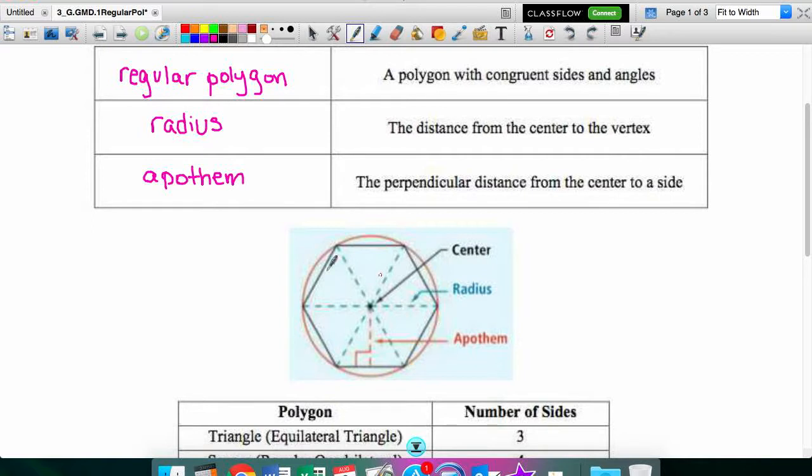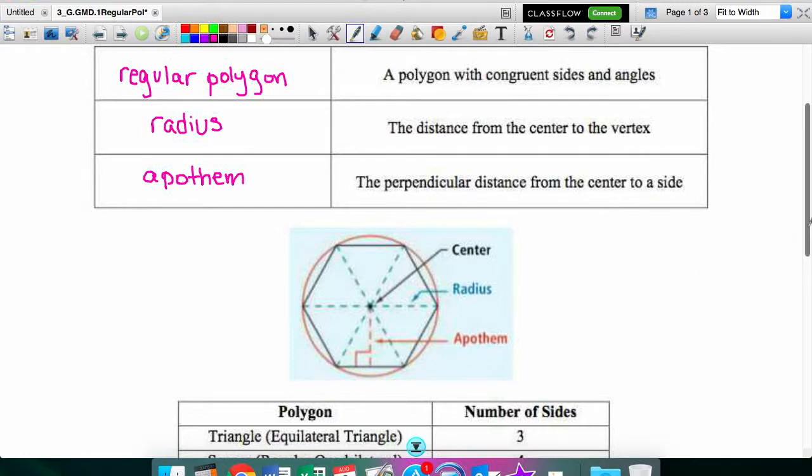Visually, here's what we're looking at. Here we have a hexagon. The radius is any of the blue dashed lines that stem from the center of the polygon all the way to a vertex. An apothem is going to stem from the center to a side. Please try to keep these two straight. A radius goes to a vertex, an apothem goes to a side.